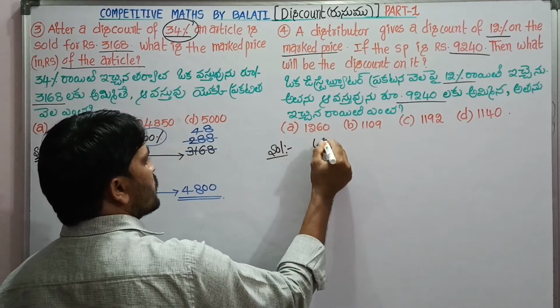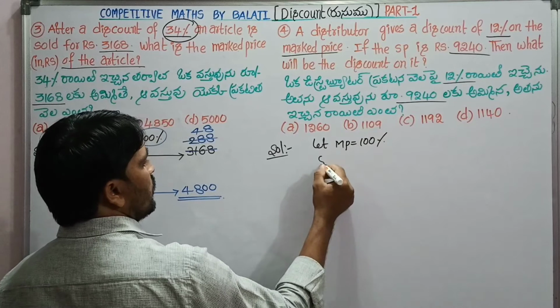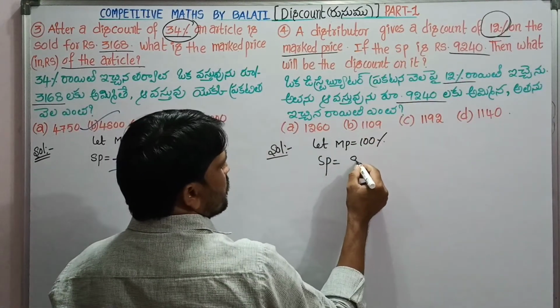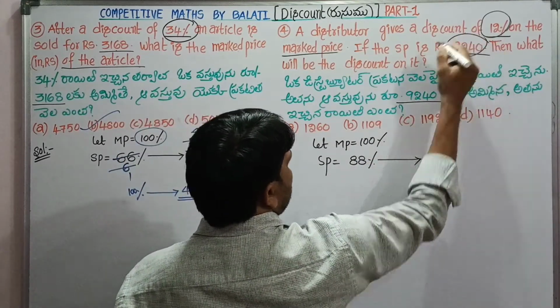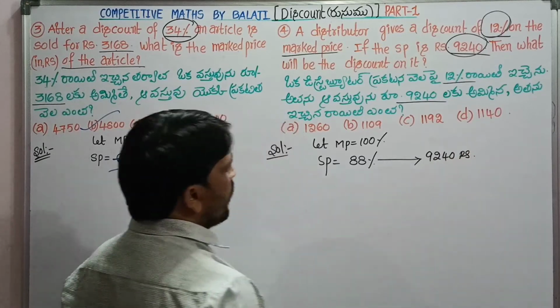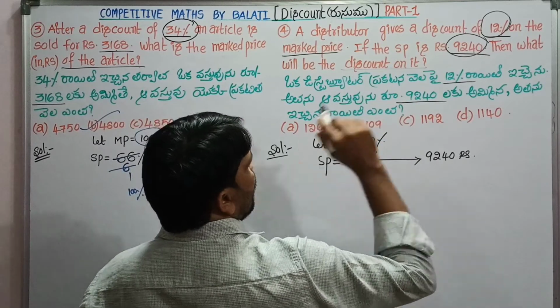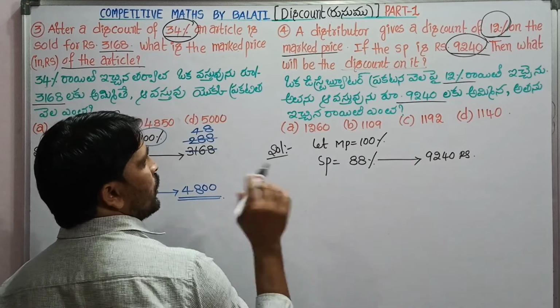Solution. Let market price be 100%. Then selling price is, since he gave 12% discount, selling price is 88%, and that selling price is given as 9,240 rupees. See, we have to find the discount on it. The answer must be a multiple of 12.